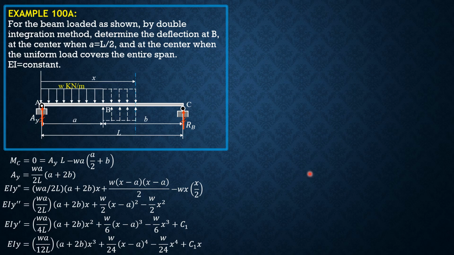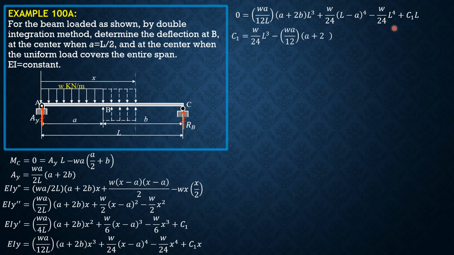So when X is L, y is 0. So 0 equals WA over 12L, quantity A plus 2B, L cubed plus W over 24 L minus A to the fourth minus W over 24 L to the fourth plus C sub 1 times L. So solving for C sub 1, we transpose, the negative becomes positive, divided by L. So this becomes WL cubed over 24.